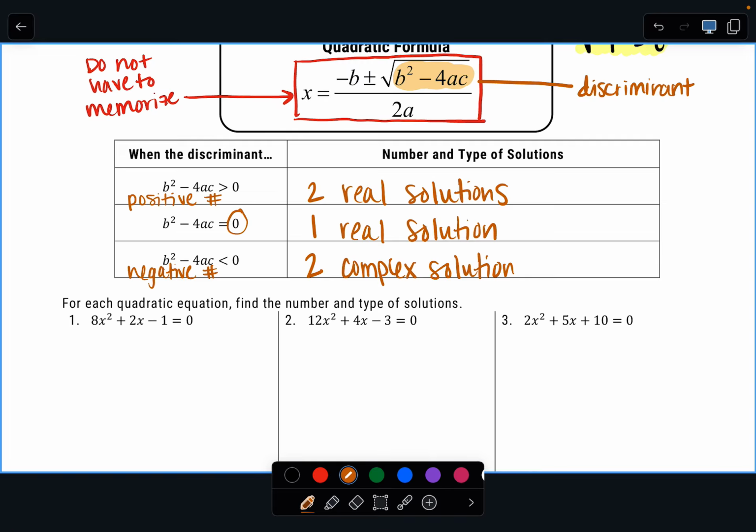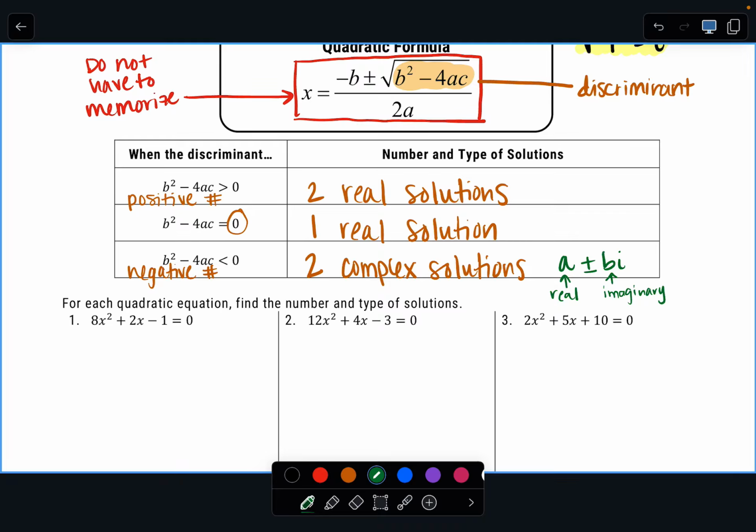Now, the reason why it's complex, just to bring some stuff back from the 5.5 lesson, is there's a real part and there is an imaginary part. So remember, anything that doesn't have the i is what we consider to be real, and anything that has the i is what we consider to be imaginary.